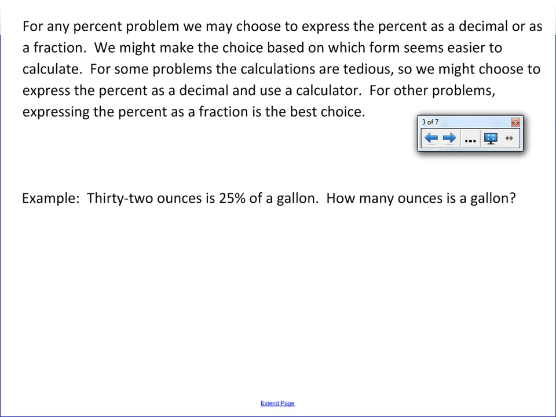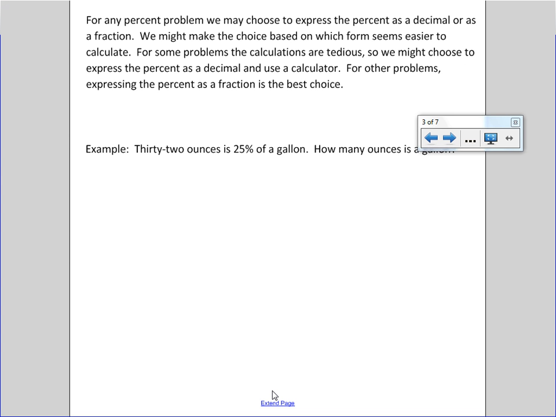The example: 32 ounces is 25% of a gallon. How many ounces is a gallon? So what we're going to do is write it just the way that we read it. Okay? 32 ounces, so I'm going to write 32, is means equals, 25% is just 25%, of means to multiply, and of a gallon, we don't know how much we're talking about there, we're just talking about G.